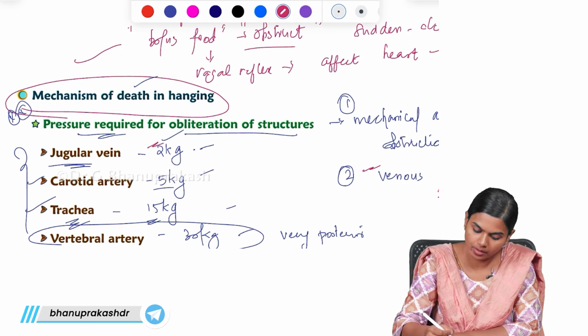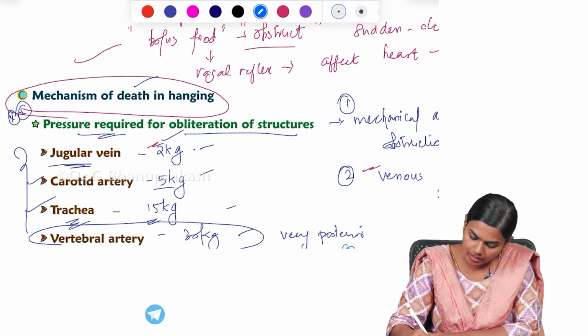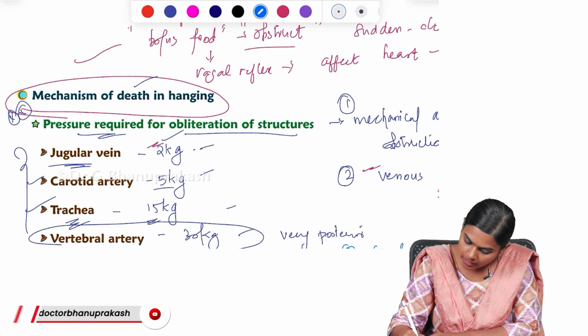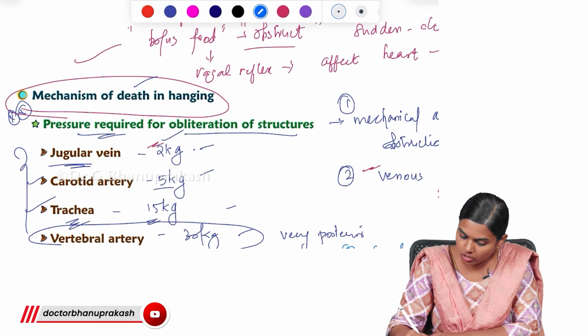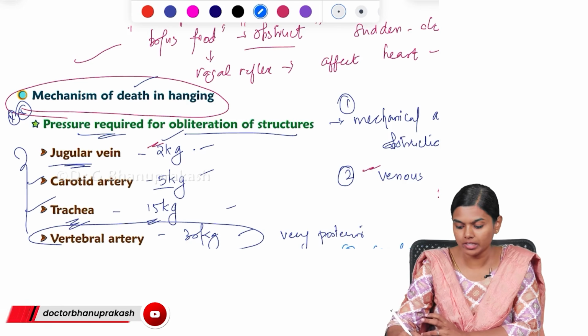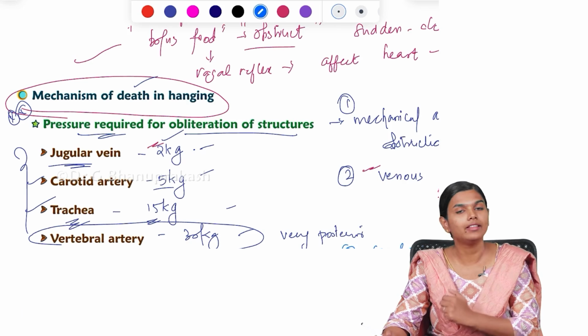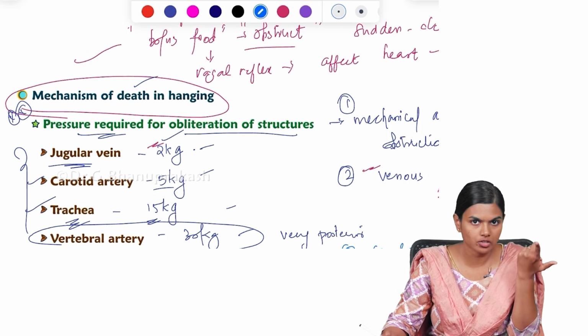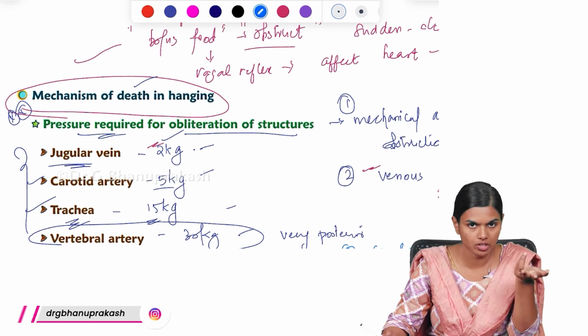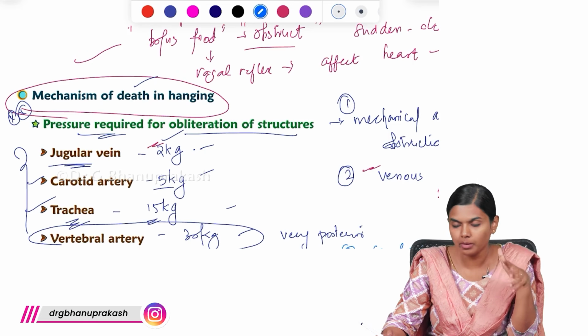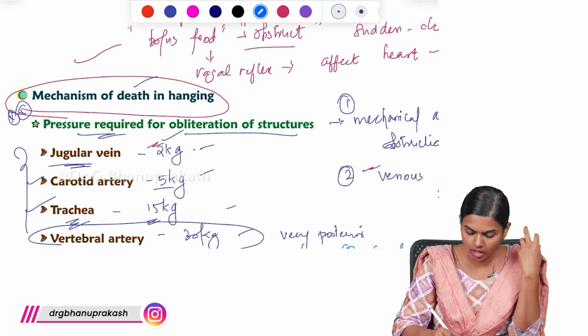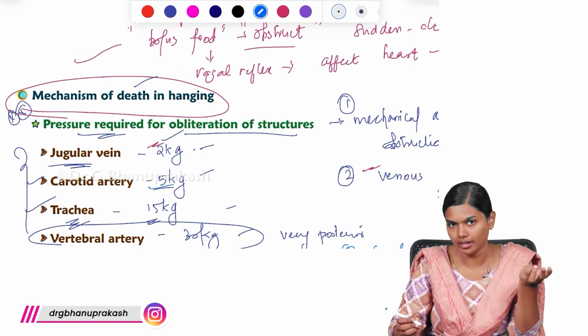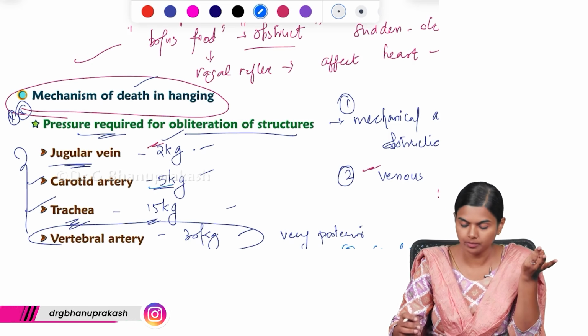Now another mechanism, that is cerebral anoxia, due to direct obstruction of the carotids. Either it can be caused indirectly by obstruction of the veins resulting in venous congestion, or it can be caused directly by obstruction of the carotid. When the pressure is about 5 kg, it can happen directly. So we have seen 3 mechanisms.